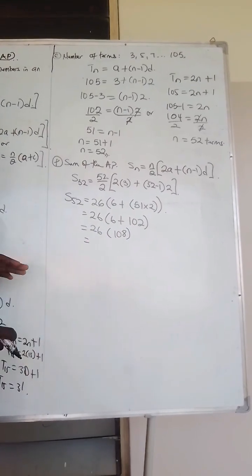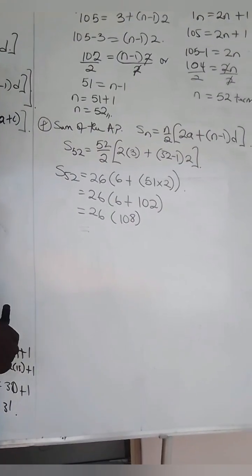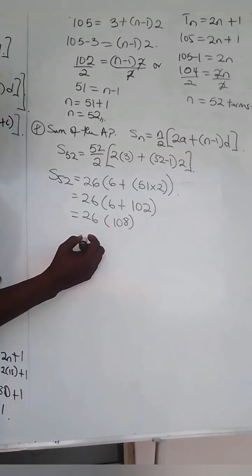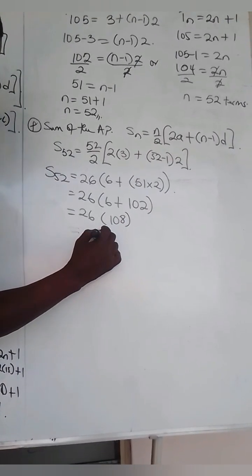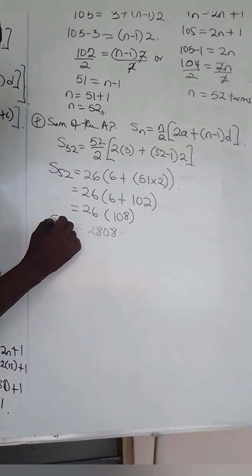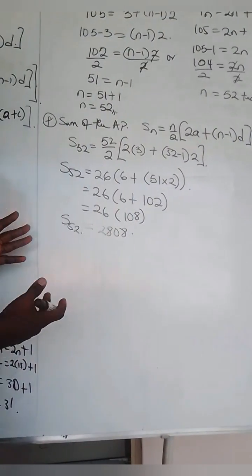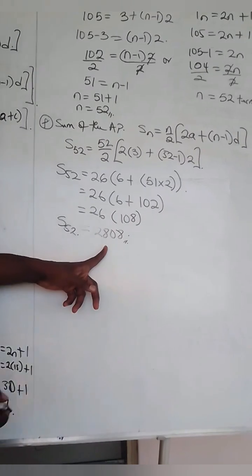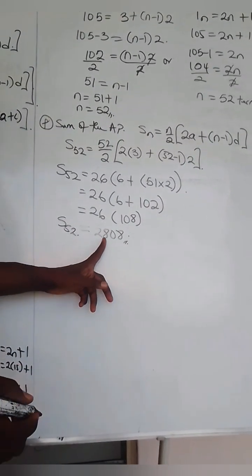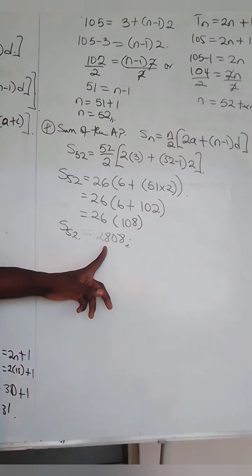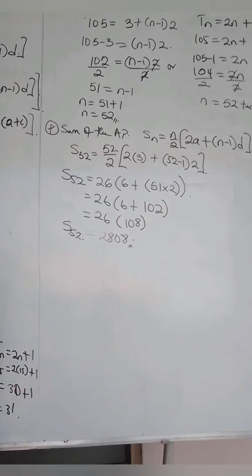Okay, let me pause. 26 times 108 will end up giving us 2808. So if you sum all the terms of the AP together up to this point, it will give us what? 2,808 as our final answer.